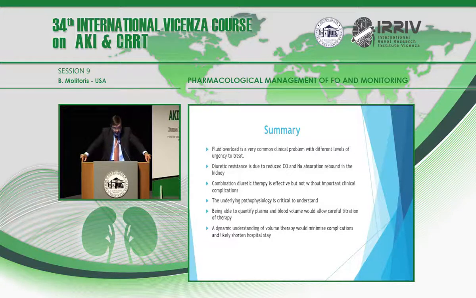The underlying pathophysiology is critical to understand when we're dealing with volume overloaded patients. It's not all left ventricular failure. Being able to quantify plasma and blood volume would allow careful titration of therapy and being able to follow it in a dynamic fashion. And a dynamic understanding of volume therapy would minimize complications and likely shorten hospital stays.